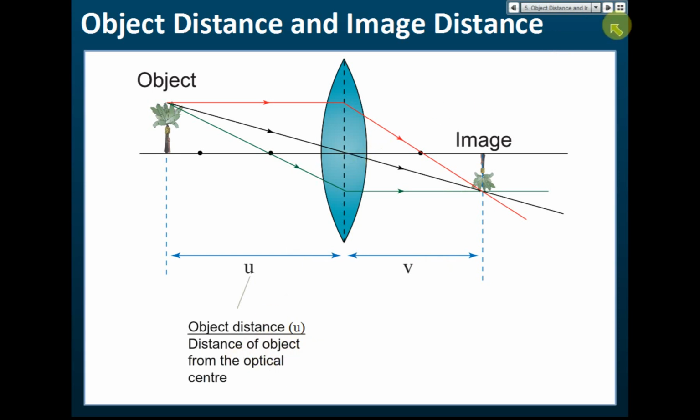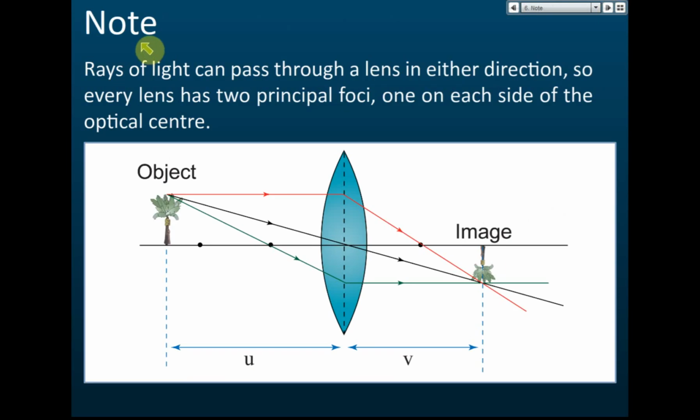This is the optical center, right? Image distance is the distance of the image from the optical center. So these are the important terms that you need to know. Now, it's very important for you to know that because a light ray can pass through a lens in either direction, from left to right and also right to left, each lens has two principal foci, here or here. This is a principal focus and this is also a principal focus, one at each side of the optical center. So every lens has two principal foci. Those are the important terms that you need to know.